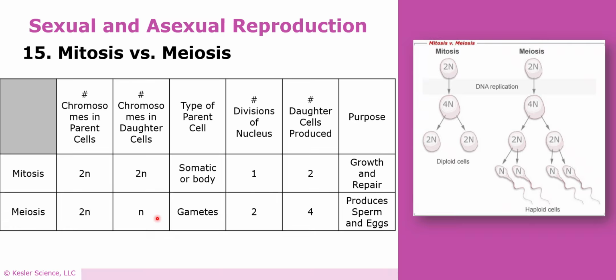Now let's stop for a second and talk about diploid, haploid, 2N, and 4N. N represents the number of chromosomes that come from one parent. 2N represents the number of chromosomes that the organism ends up with from both parents. We use N as a variable. We say 2N and N because this can apply to any organism.